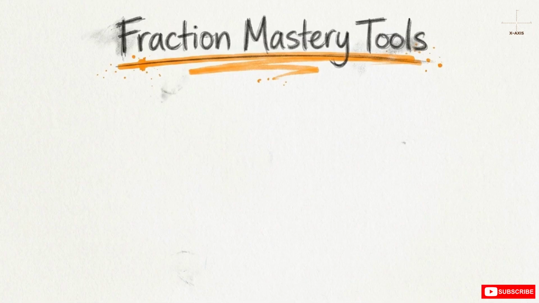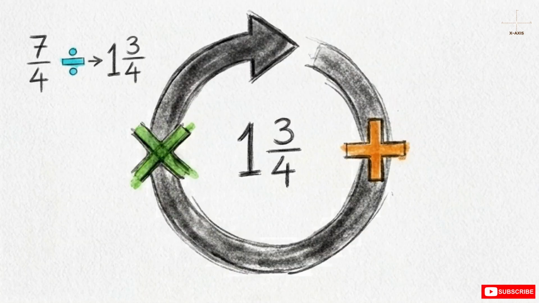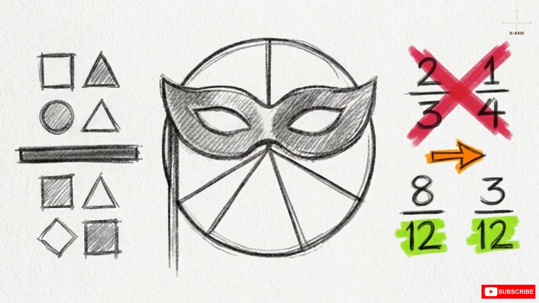So here are your 3 primary tools. Use division to turn improper fractions into mixed numbers. Use the multiply then add cycle to turn mixed numbers back into raw pieces. And whenever you are adding or subtracting, always match your denominators first.